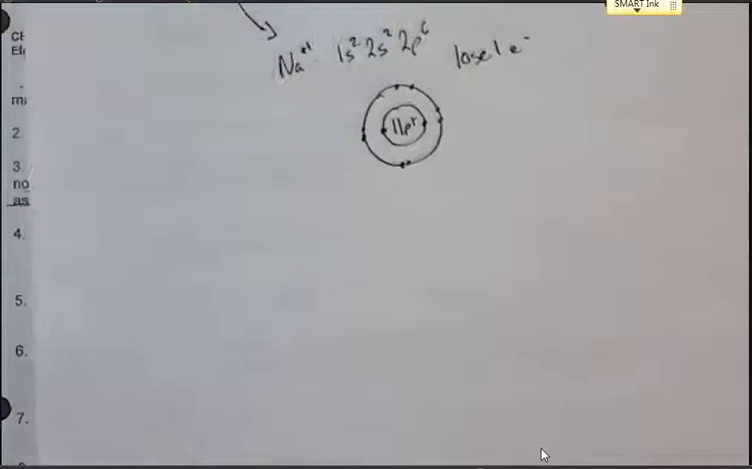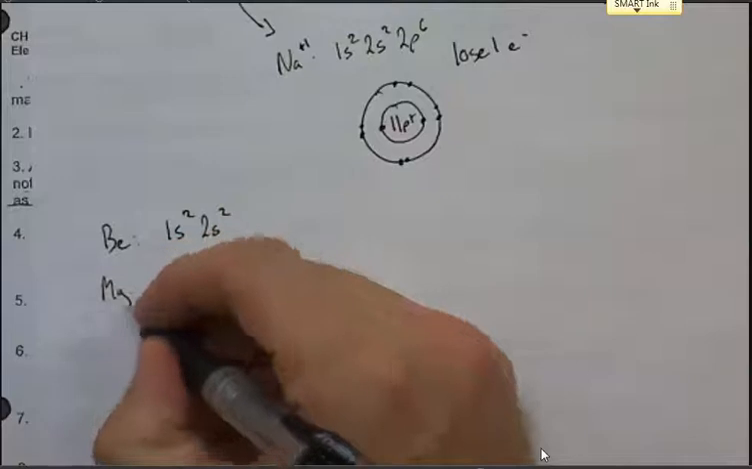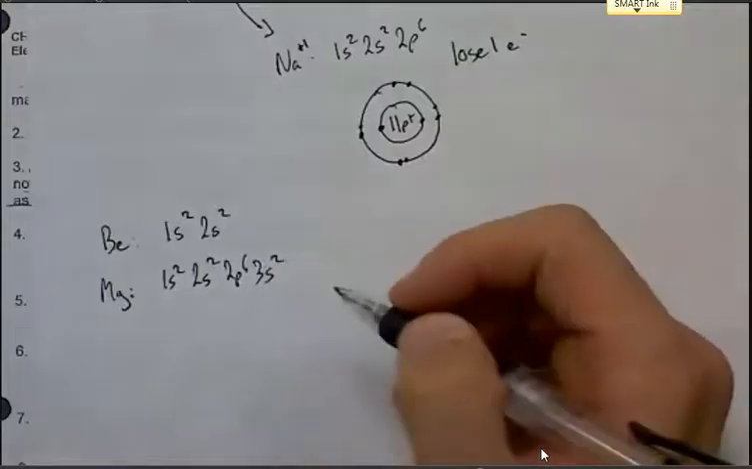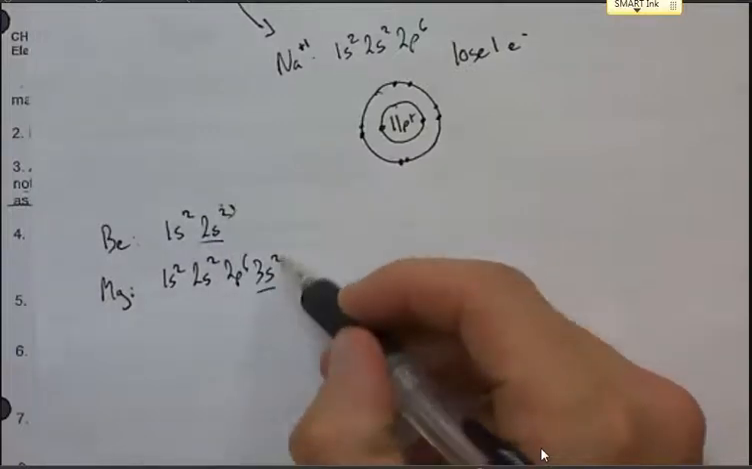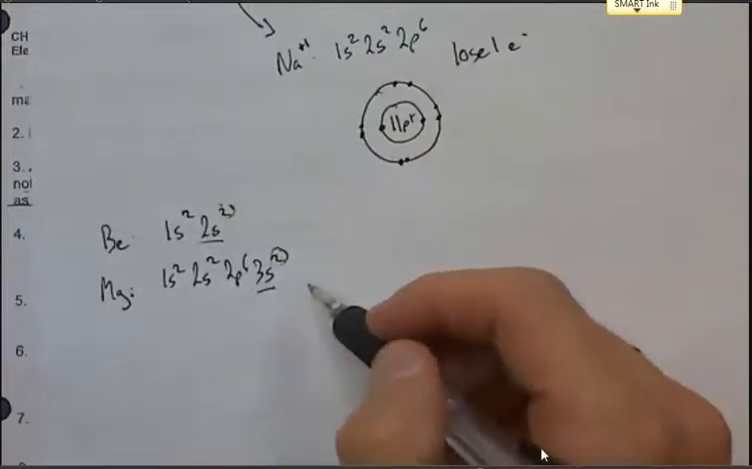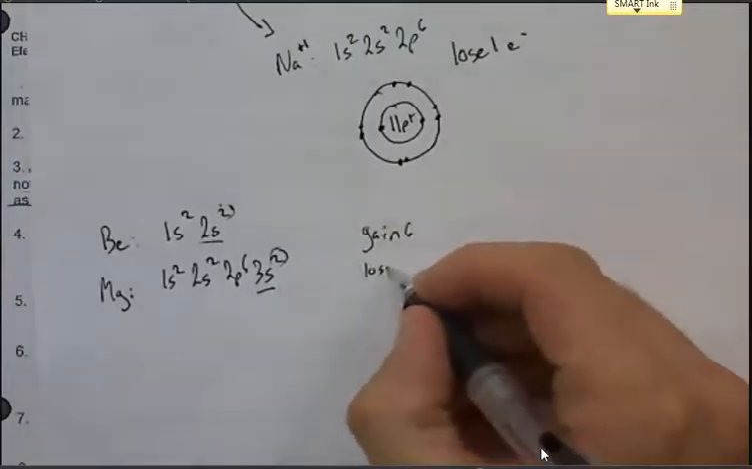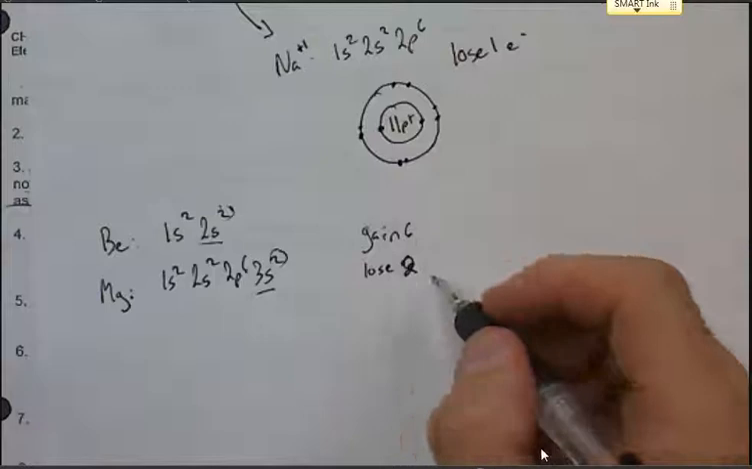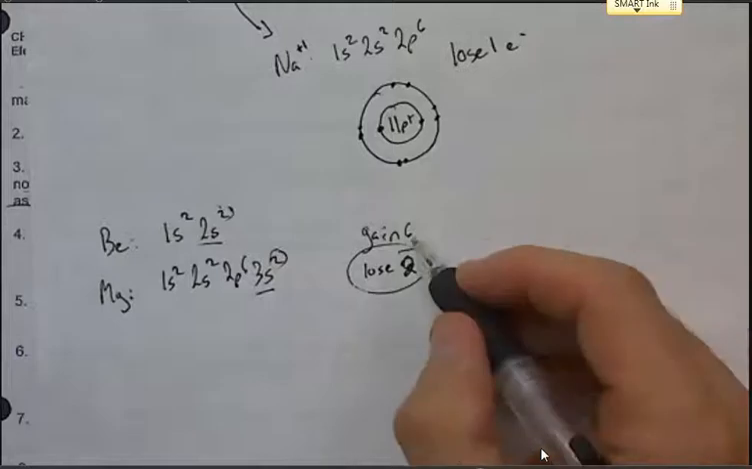Okay, the next question is beryllium and magnesium. So here's beryllium, 1s2, 2s2, magnesium, 1s2, 2s2, 2p6, 3s2. Okay, so what they're going to do, they've got 2 electrons on their outermost energy level. They can fix that either by gaining 6 or by losing the 2 that they have. Whichever involves less motion of electrons, they're going to pick. It's a lot easier to lose 2 electrons than it is to gain 6.